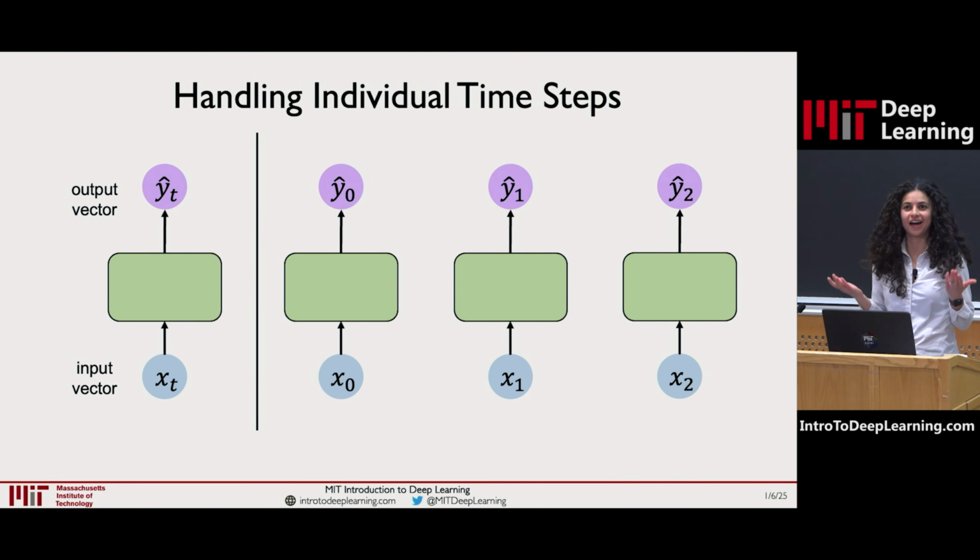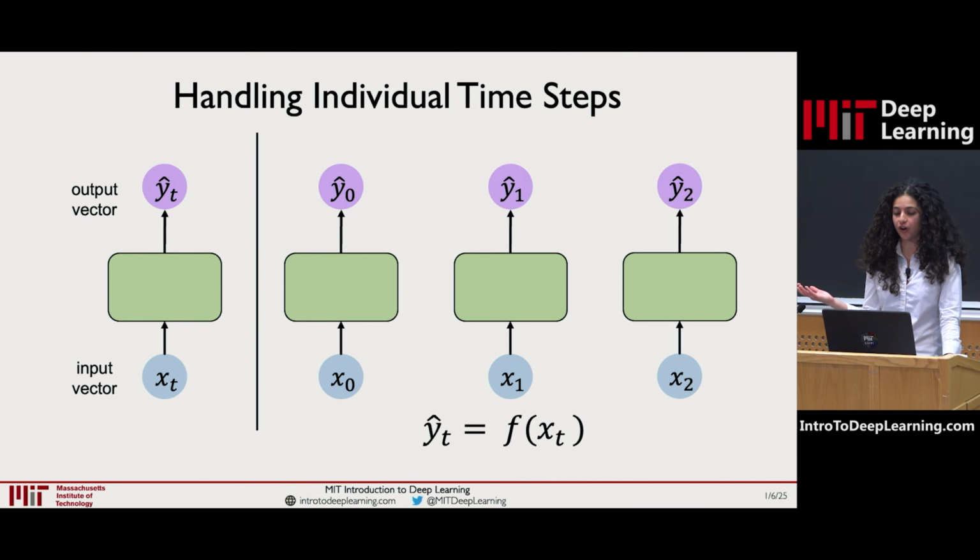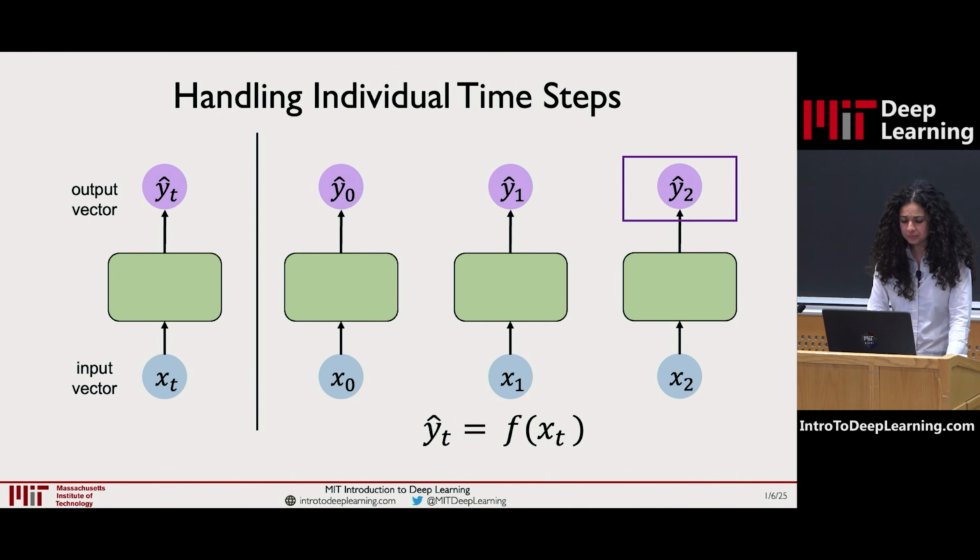We could do this in isolation. We take the inputs at these individual time steps, pass them in through the model, and generate an output. And here again, it's a simple function where we're applying this function defined by our neural network to the input at a time step t to generate a prediction y hat of t. But what's the problem here? We know that our output vector y hat at a particular time step is just going to be a function of the input at that time step.